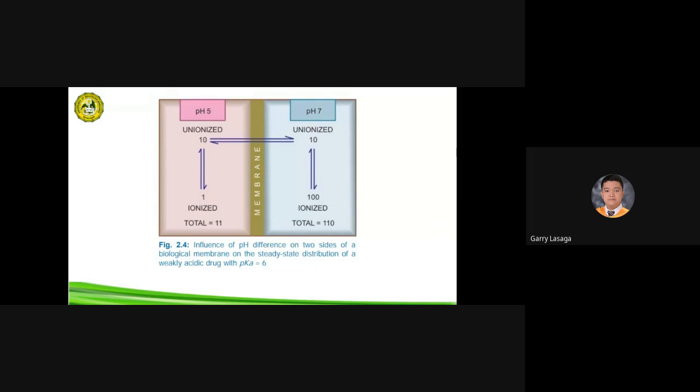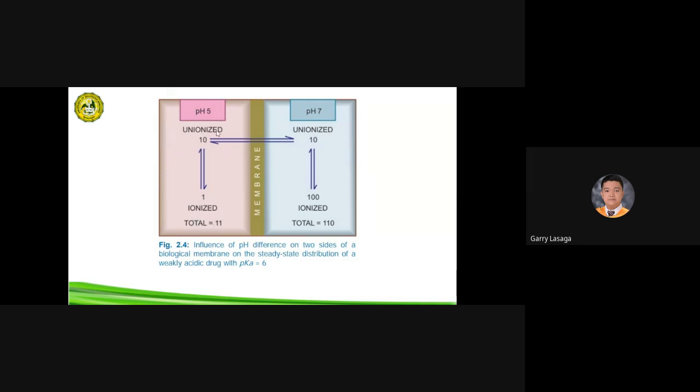Because again, the unionized form of the drug will increase when you decrease the pH by 1 for an acidic drug. So for a weak acid placed at a pH of 5, which is acidic, the drug will favor the unionized form relative to the ionized form. So in this case, it will have 10 moles of the unionized drug and only 1 mole of the ionized drug, for a total of 11 moles.